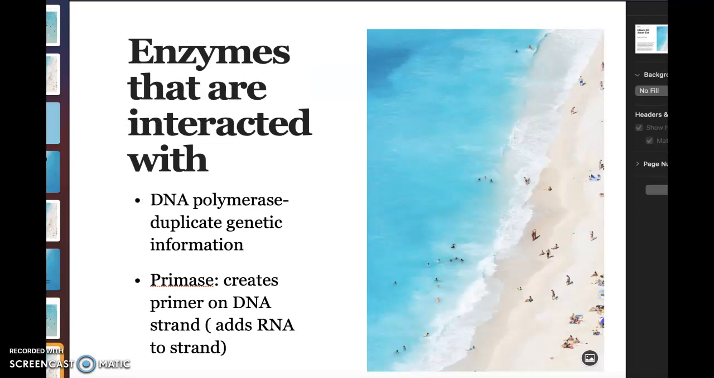Now, enzymes that are interacted with the oil. So DNA polymerase duplicates, and essentially what this enzyme does is duplicate genetic information, and then primase, which creates primer on the DNA strand, which essentially is just adding that RNA to the strand. The reason it does interact with these is because these two enzymes interact with DNA. So this whole process is kind of twisted and changed, and errors occur. The body isn't functioning as it's supposed to when this oil is introduced into the body's system.